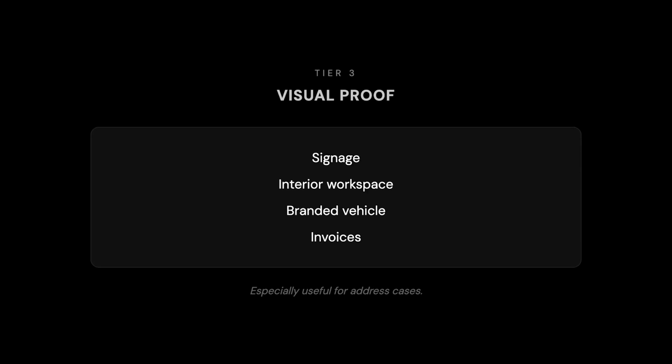And finally, you have tier 3 documents, which are the visual proof: signage photos, interior photos, a branded vehicle, invoices. They are not always required, but they are especially useful for address-related cases and suspensions.